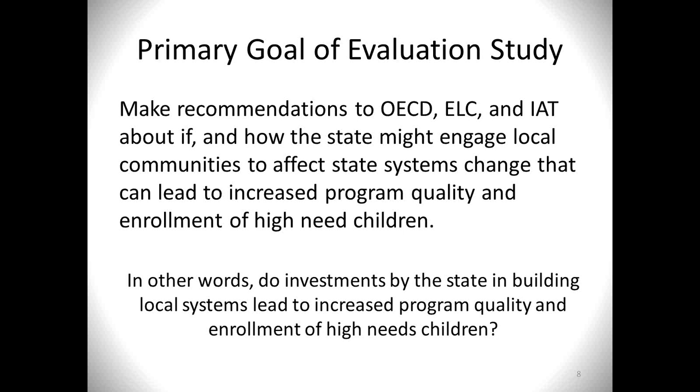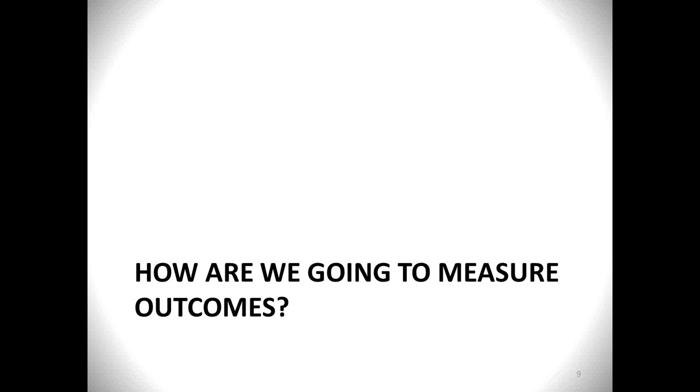The primary goal of the evaluation study is to make recommendations on how the state might engage local communities to affect state systems change to increase quality and enrollment of high-need children. In other words, we want to know, do investments made by the state in building local systems lead to increased program quality and enrollment of high-needs children? So how are we going to measure outcomes?